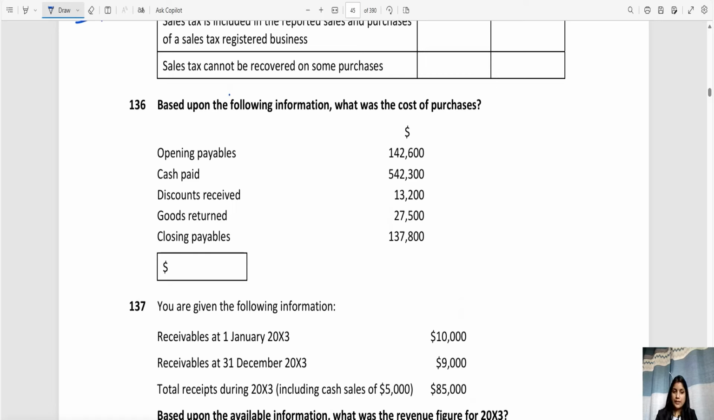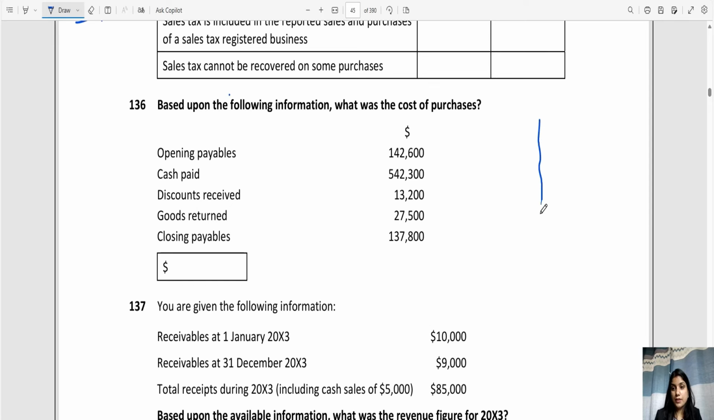This question you can solve either through the ledger, or you can simply do your plus minus calculation. You will get the answer. So I will try to solve it by both of the methods. Some might be new viewers, or some might be experts in this kind of calculation. So let's start with the ledger.